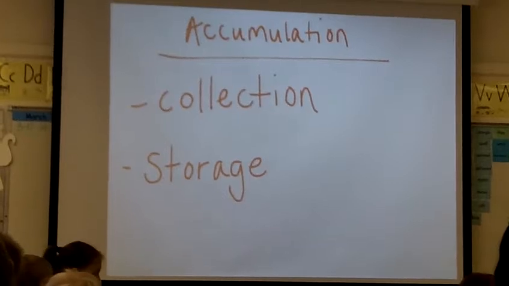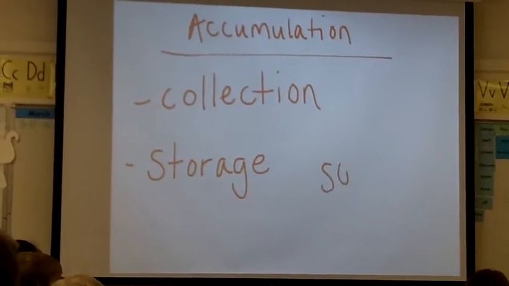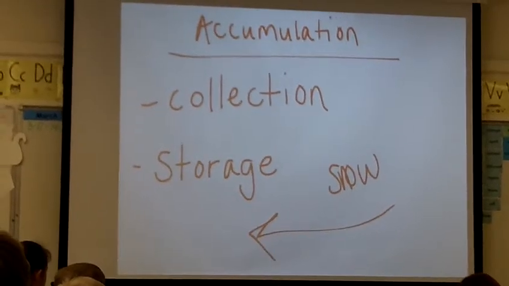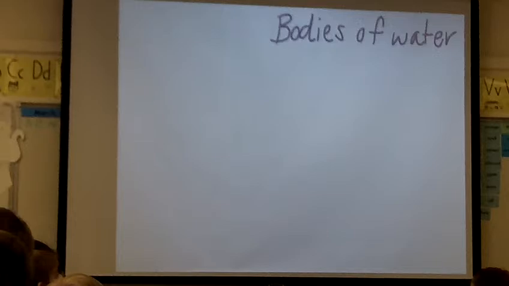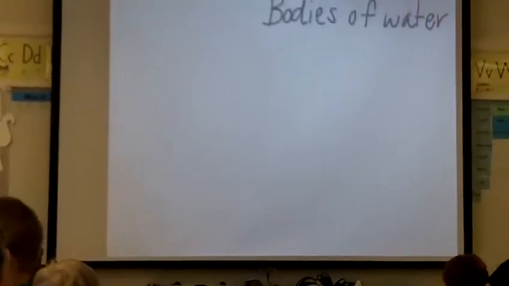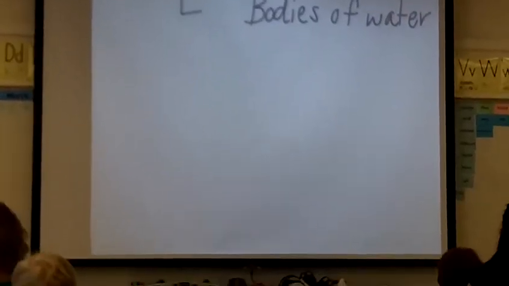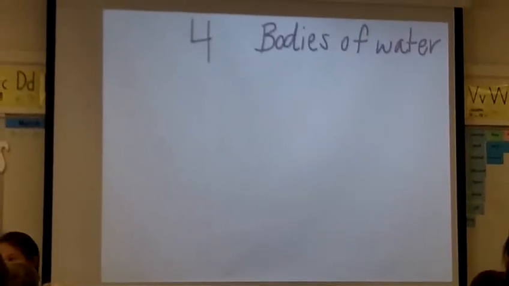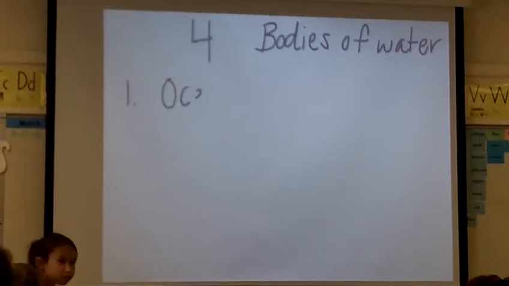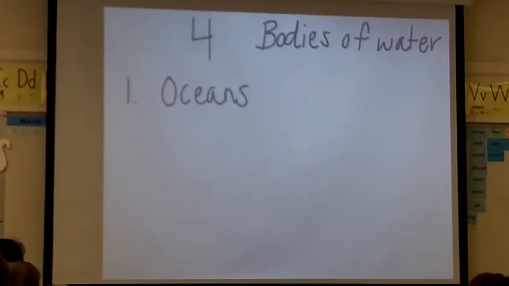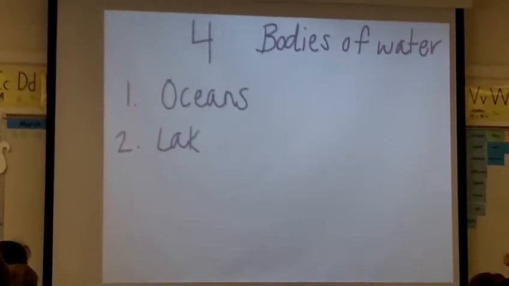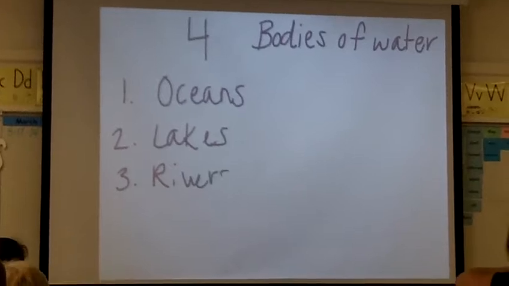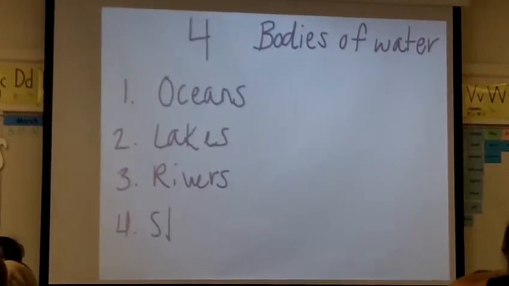We have a lot of accumulation of snow outside right now, if you look out the window. It's melted since I last made the video. To better help you understand accumulation, I will teach you in this video about 4 bodies of water that are examples of accumulation. There are oceans, lakes, rivers, and streams.